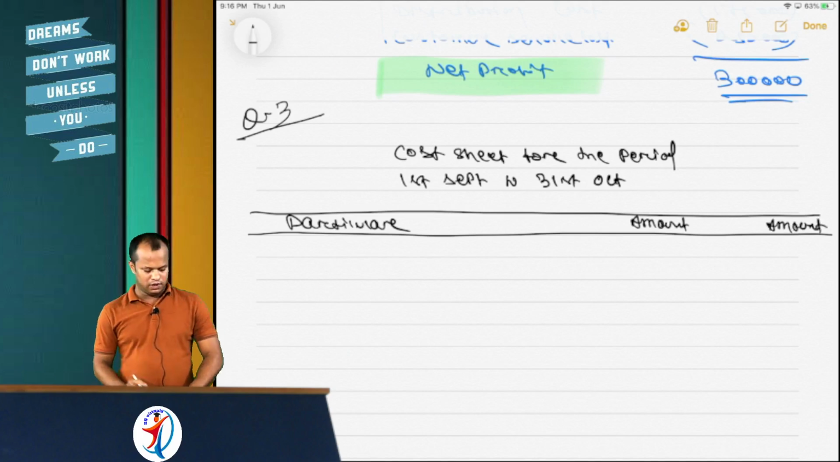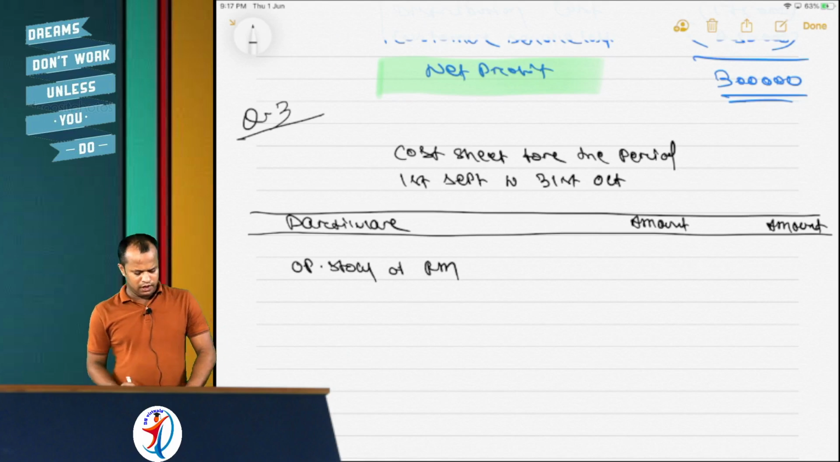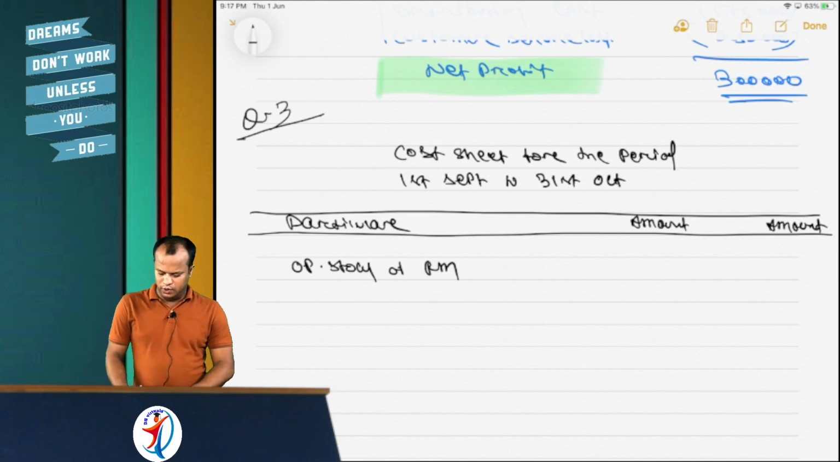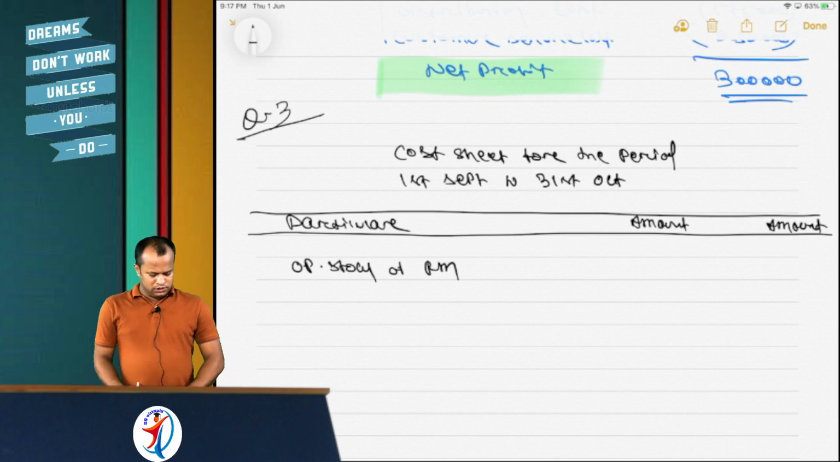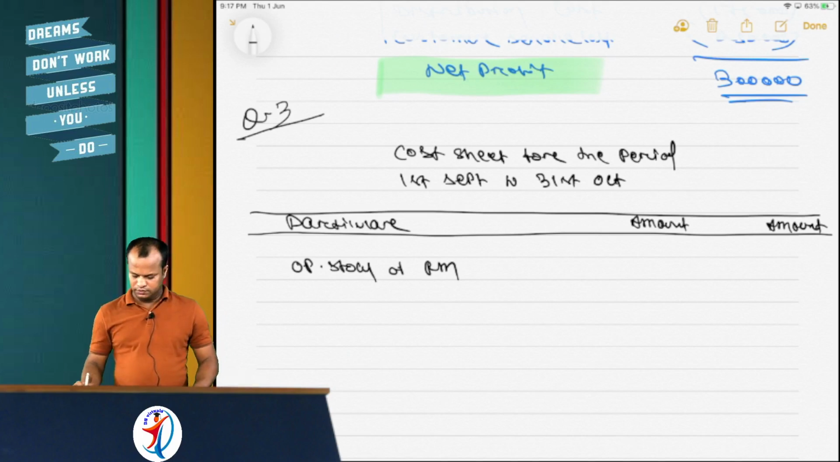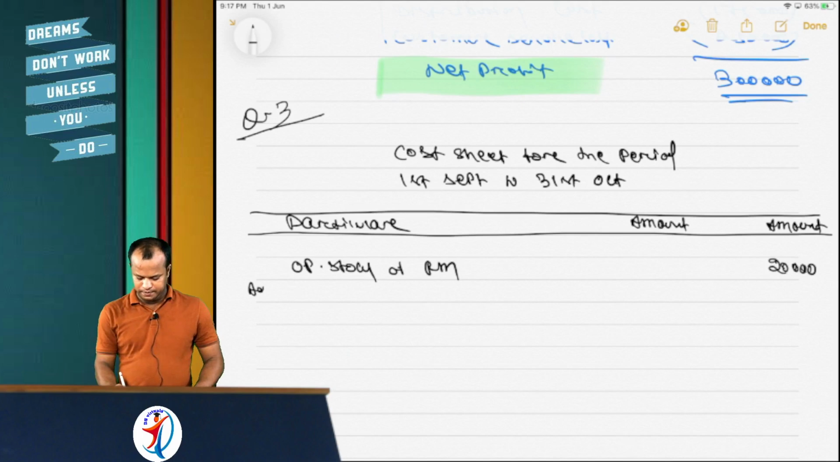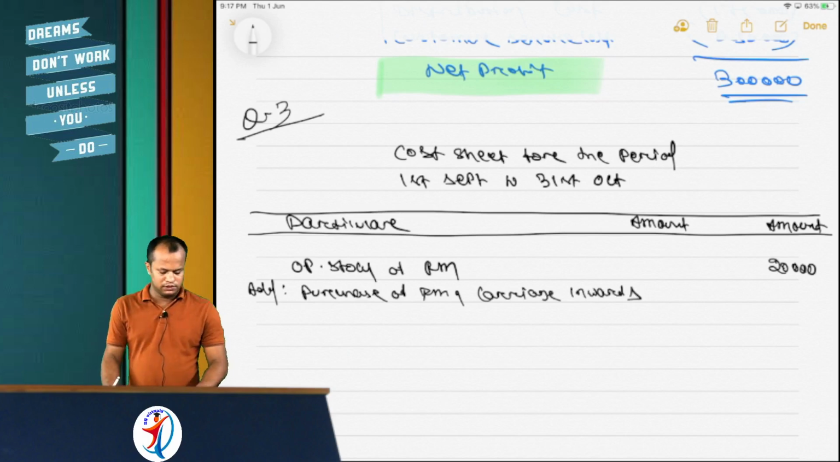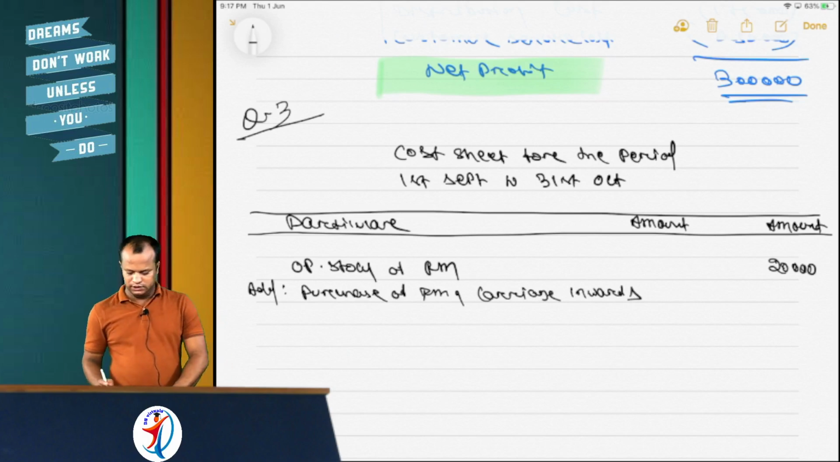Particulars, amount. Opening stock of raw material. Can you tell me whether the amount of opening stock of raw material is given or not? Yes sir, it is given in the question. What is the amount? Sir, it is 20,000. Okay. Then add purchase of raw material and carriage inwards. Is it given in the question? Answer is yes. Amount is 2,50,000.